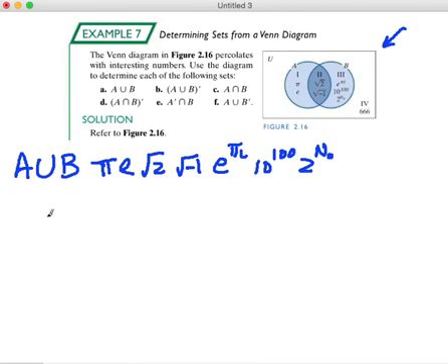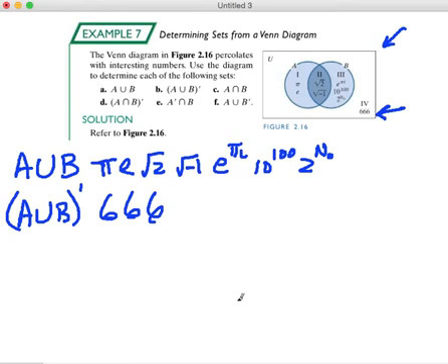Now let's look at not (A union B). That whole thing, not. So that means everything that's in U, in the rectangle, that's not in A union B. And if you look right here, there's only one item, that's region 4. It's 666. Okay, that's how you do A union B, and that's how you do its complement.